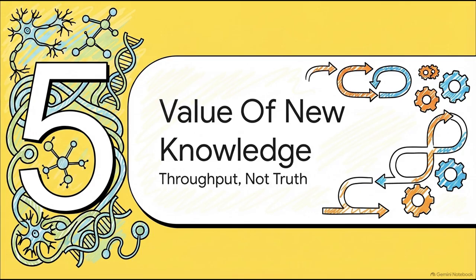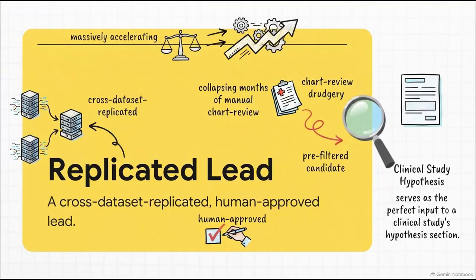Which brings us to our final section, the value of new knowledge. Throughput, not truth. We need to be super precise about the actual philosophical and practical value of this system. This loop is not inventing some magical new type of science. Instead, it's massively accelerating the existing scientific method. It's really a game of throughput, not a brand new category of truth.